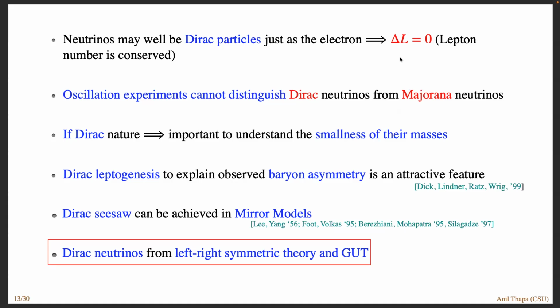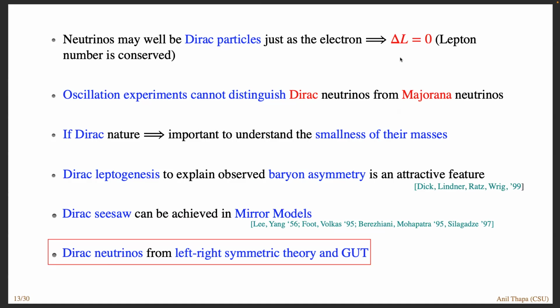One of the attractive features of Dirac neutrinos is that you can also have Dirac leptogenesis to explain the baryon asymmetry, the matter-antimatter asymmetry. It's an attractive feature, done by Dick and Linder in 1990. And Dirac seesaw can be achieved through mirror models. Mirror models have exactly a mirror copy of the standard model. One other way to generate Dirac neutrinos is through left-right symmetric theory, which I am going to talk about.